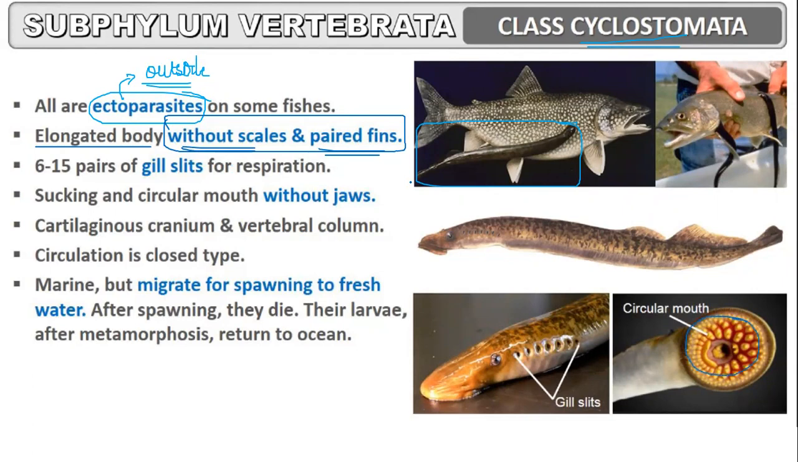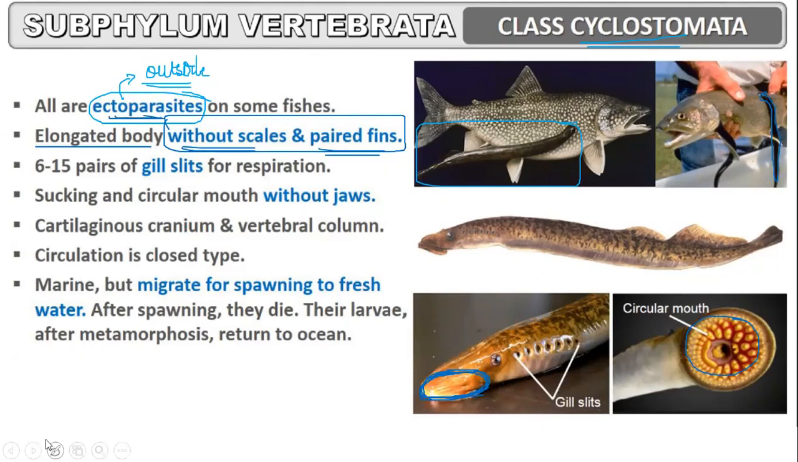They have a circular mouth. This is how they attach, just like some stickers, they'll attach just like that. Their mouth does not have any jaws, so they'll attach like this. And this is the way they get attached to the body of fishes as ectoparasites.